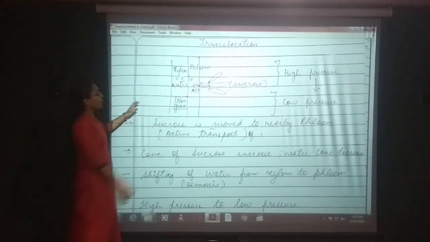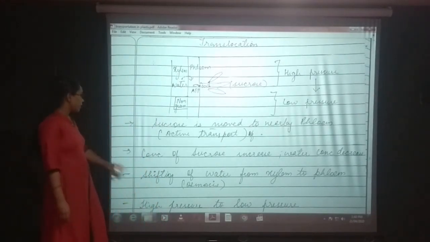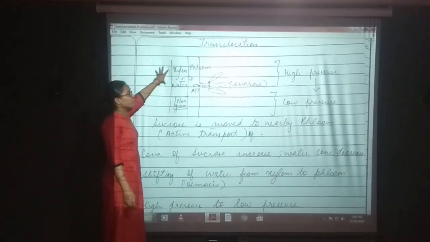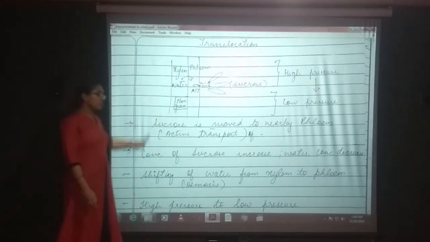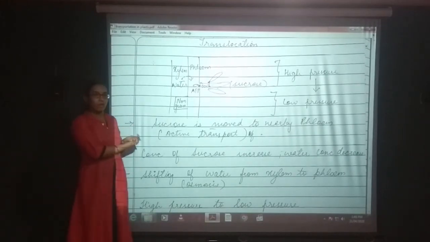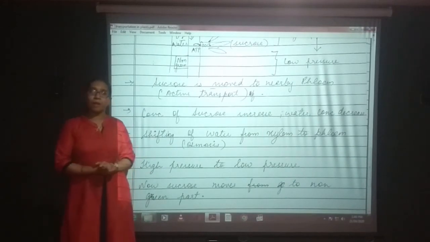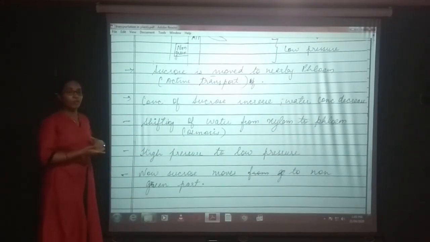Shifting of water, now what happens? The water will shift towards the high concentration sucrose region, from high pressure to low pressure. Now the food content, the sucrose, is moved from high pressure to low pressure. So these are only the basic things that you are learning in transportation in plants. We are not going into further detail on transportation in plants.